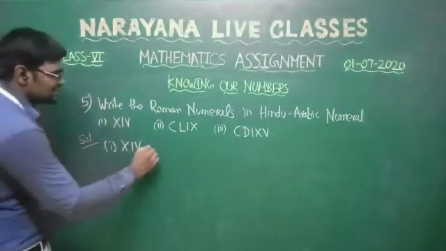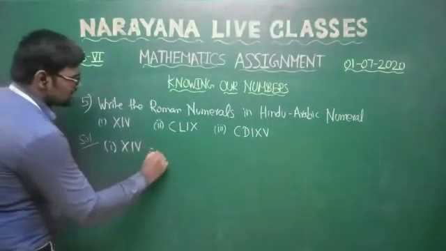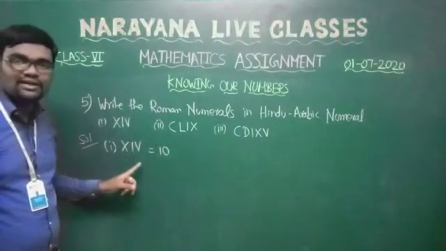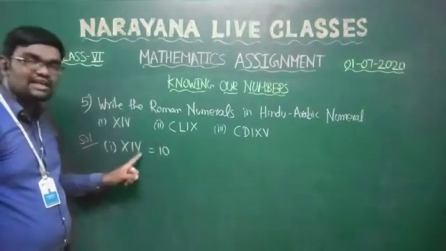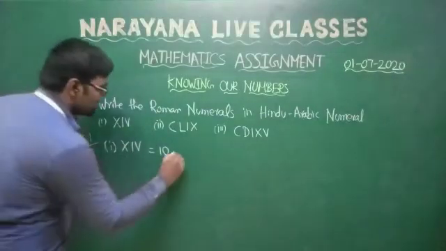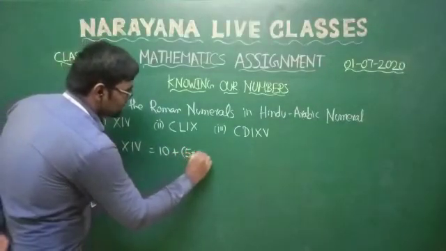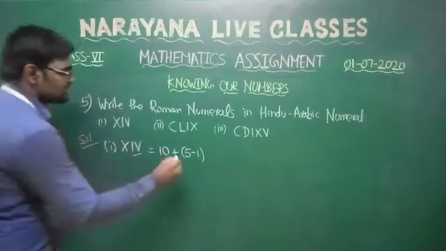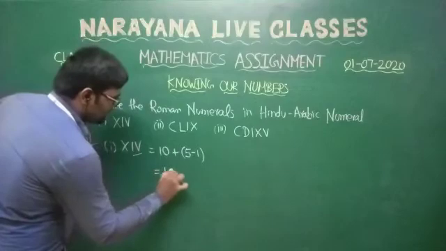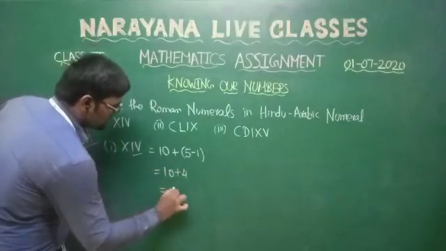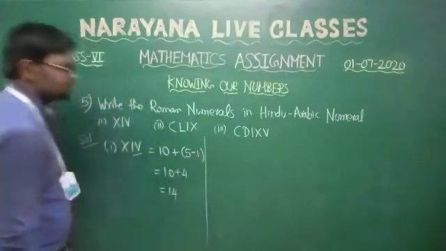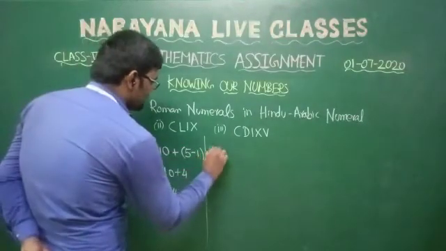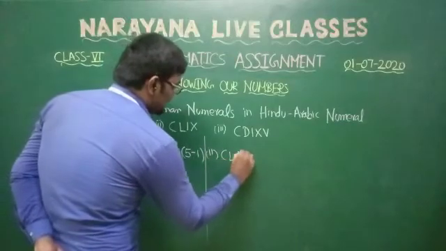Here it is 10, and then 1 is there. Always the greater number should be in front. The greater number is 5. If it comes like this, it means 5 minus 1. So you can write it as plus 5 minus 1, which is 4. So we get 10 plus 4 is equal to 14. Clear, students?